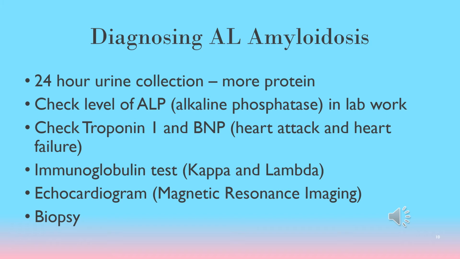Now, as far as diagnosing this type of amyloidosis, they normally do a 24-hour urine collection because they're going to find that there's more protein in the urine of these patients than anyone else. So they do a 24-hour urine collection. They'll tell them to collect it into a big old jug that they'll give them. And they'll say every time you void, make sure you collect it in the container if they don't hospitalize them.